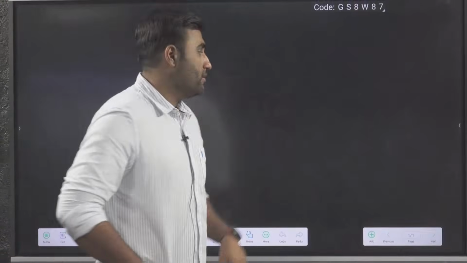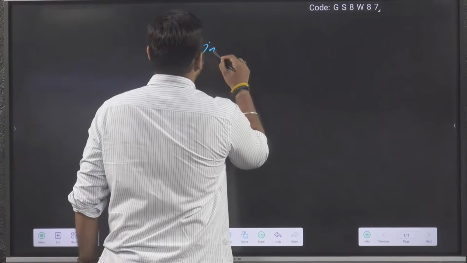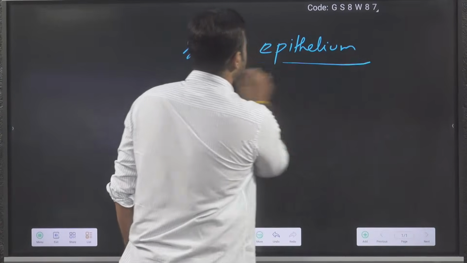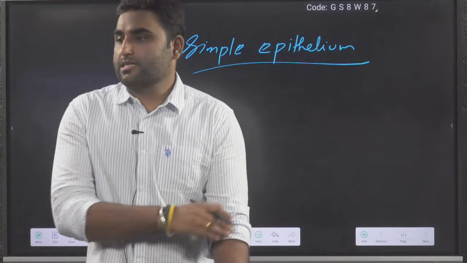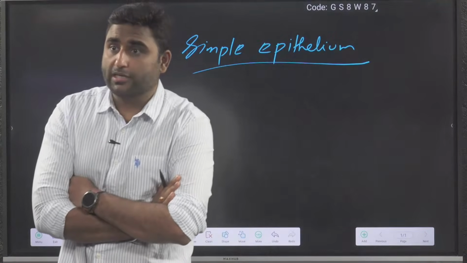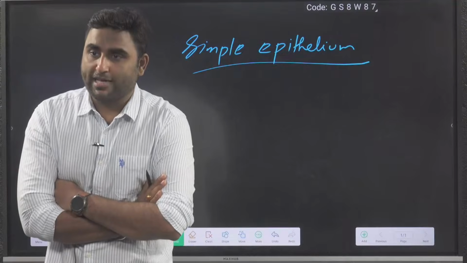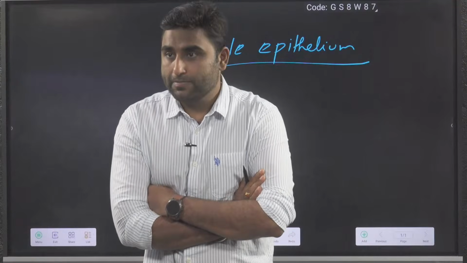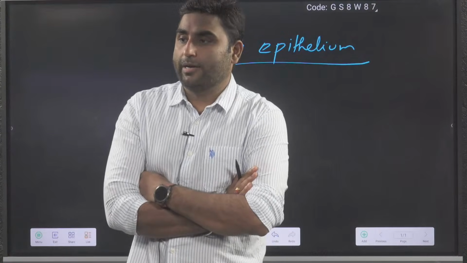So let us start with a new topic. I think last time we completed till where? Can you remind me a little bit where we completed last time? We were talking about simple epithelium. In offline batches also tissue is going on, yes. So last time we completed cuboidal epithelium. Now we are going to start with columnar epithelium.